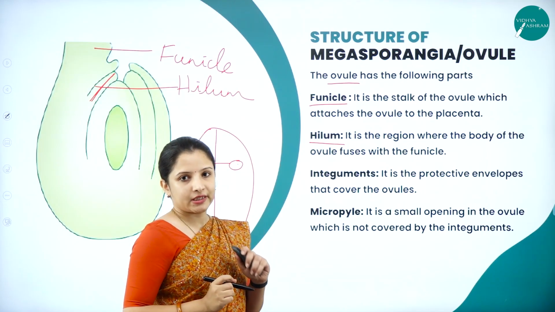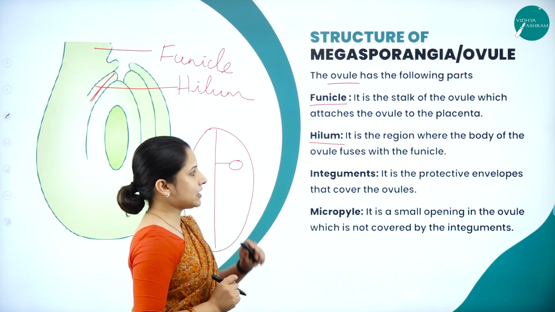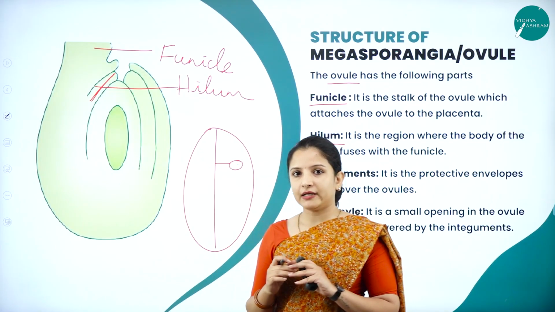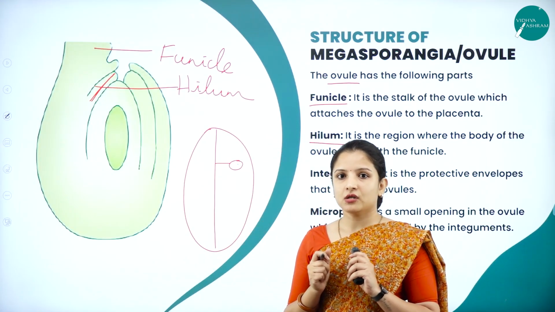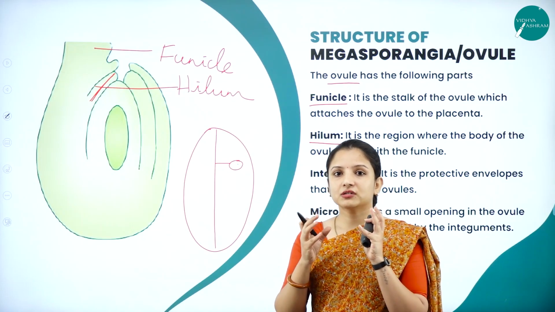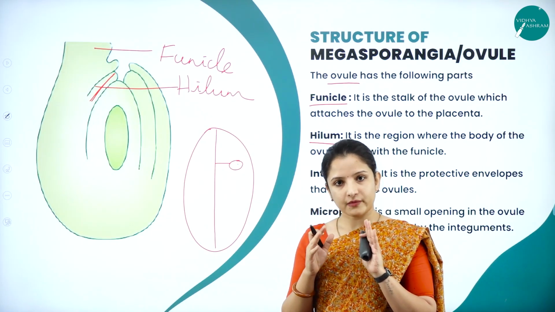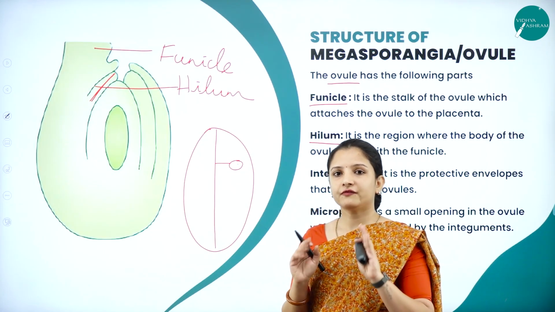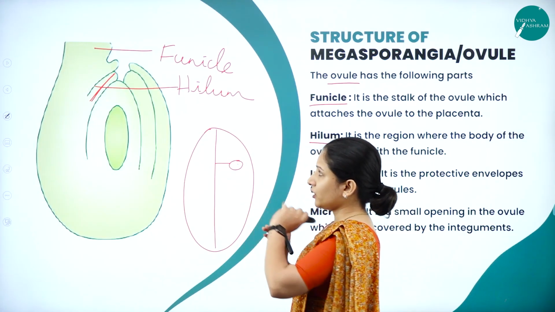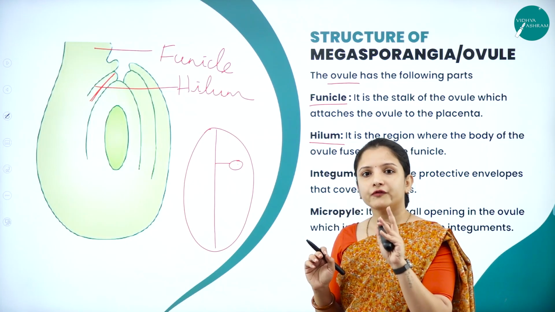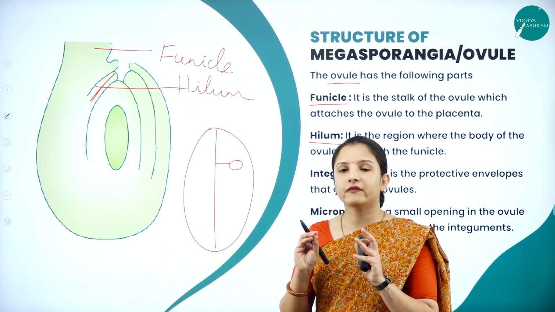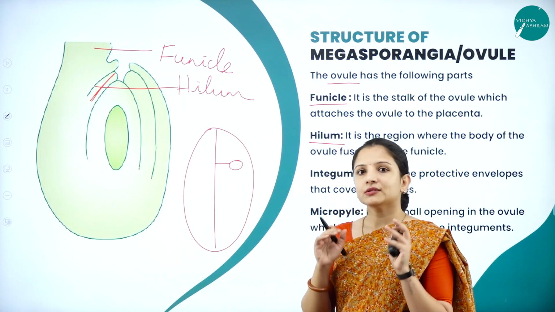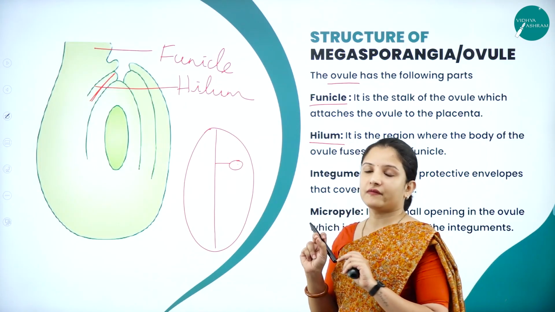So we'll move on to the next part, that is the integuments. So any structure in a flowering plant has to have a protection. Why? Because the flower is the main reproductive organ of a plant. It's not the leaf, nor the stem or something else. It is the flower. So when we think of the flower, the ovules play a very, very important role in bringing about sexual reproduction in a flowering plant.